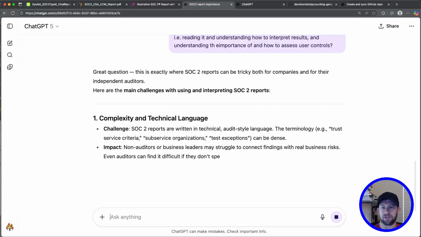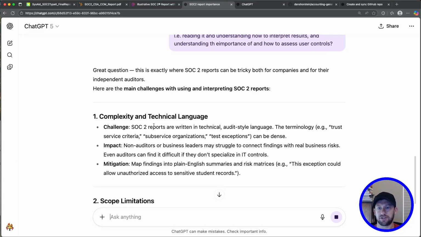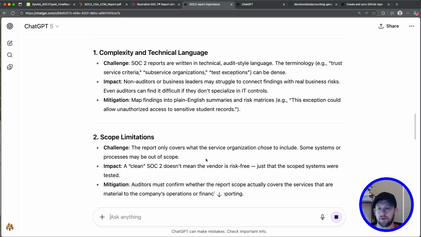Yeah, so the main challenges are complexity and technical language. SOC 2 reports are technical, audit-style language, and talk about trust service criteria and test exceptions. It can be dense, especially when non-auditors and business leaders try to understand it. Mitigating it, turning it into plain English summaries is helpful.